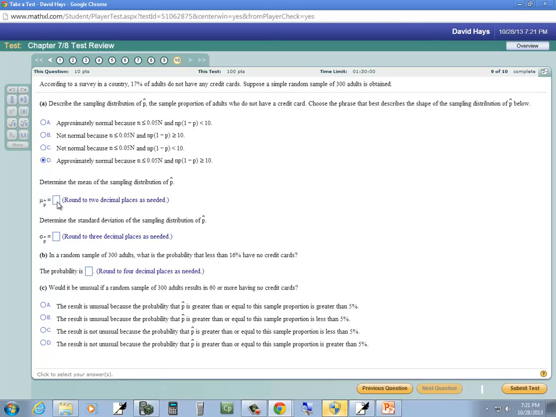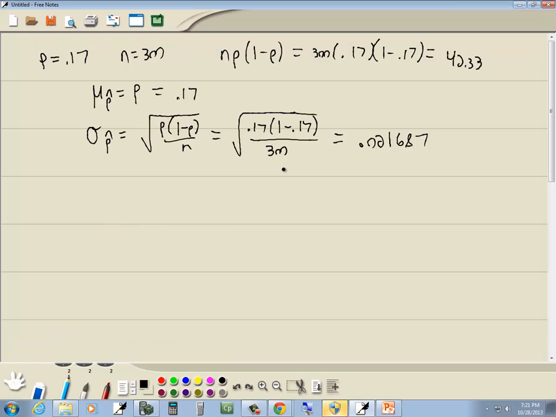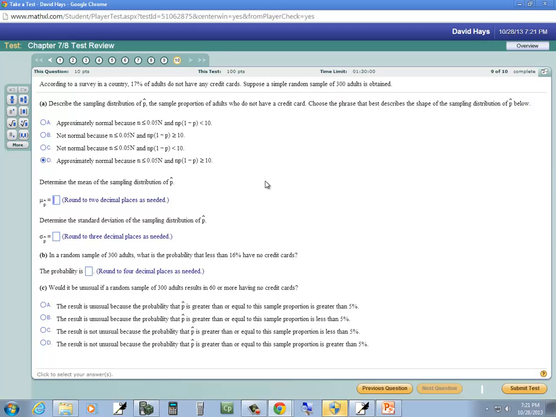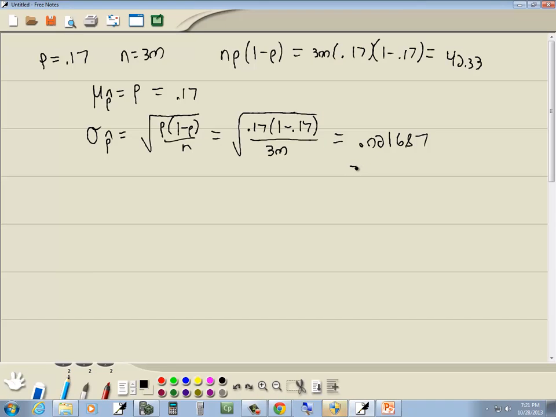Okay, the mean. What did we just say the mu was? Mu was 0.17. And of course now they're switching. Sigma, they want us to round to 3 decimal places. Nothing like consistency. 0.022.